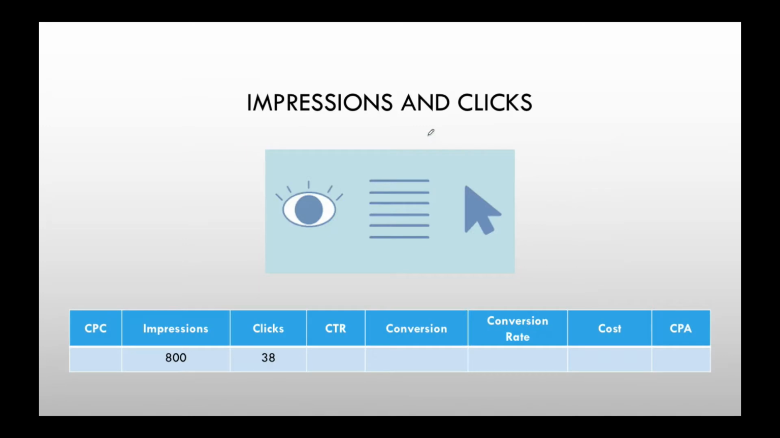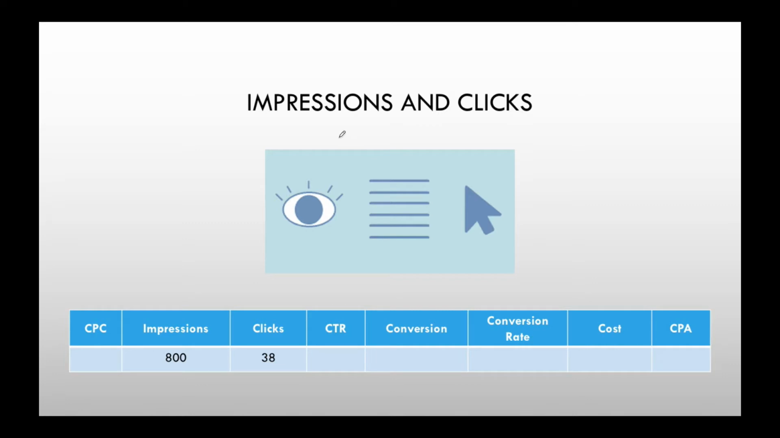The next metric would be impressions or clicks. So impressions is basically number of times your ad was shown to the people. So if I go to Google and I search for something, I'll see advertisements. So that is called as impressions. Number of times Google has shown the advertisement to people.